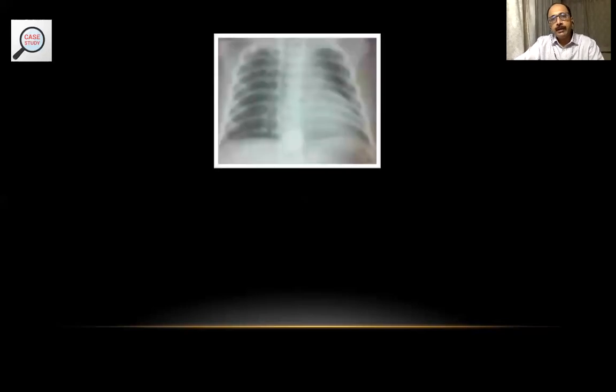Now look at this baby, who also is a case of RDS, a preterm with respiratory distress. But here you find that the lung volume is good. That means this baby probably has received a form of respiratory support. We don't see an endotracheal tube here. So this baby has received non-invasive respiratory support, probably CPAP, which has led to bilateral good expansion of the lungs.